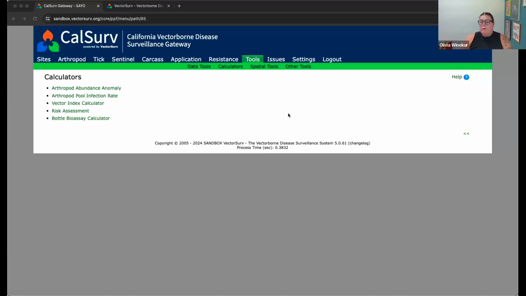Today, we're going to review the gateway tools for operational decision making. So we just spent time talking about action thresholds, and now we're going to demonstrate how the gateway can be used to calculate and monitor the metrics that may trigger intervention.